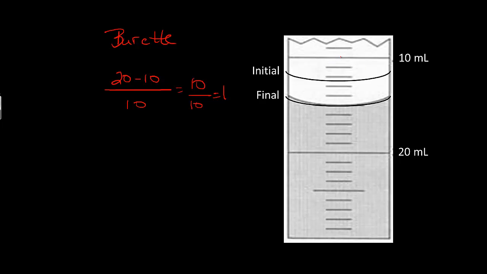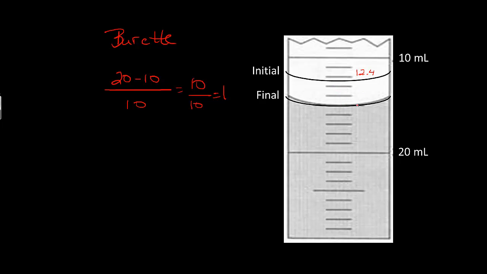So initially we have 11, 12, and then we're going to measure right here at the bottom of the meniscus. It looks like to me that it is 12 point, now we need to guess. I'm going to say it's not quite halfway. I'm going to say 12.4. If you say 12.3 or 12.5, that's okay too.